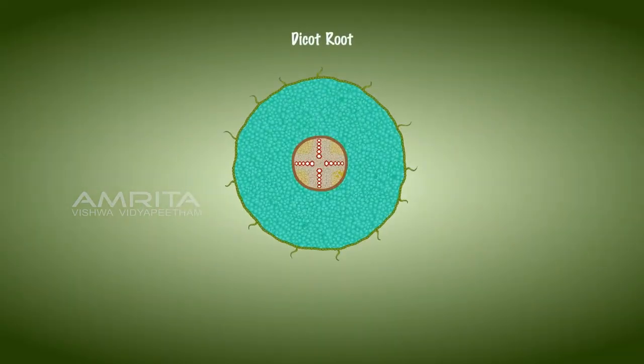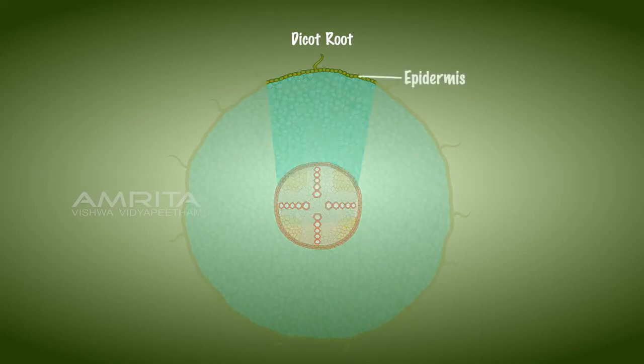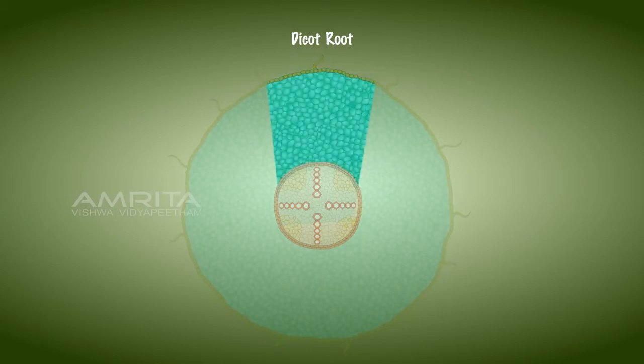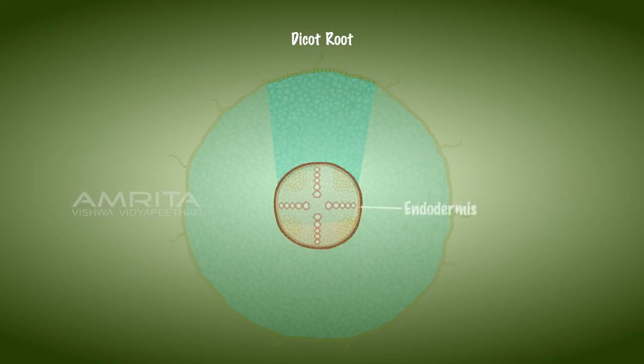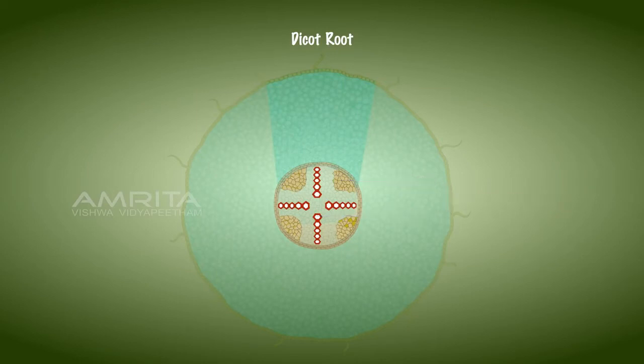Dicot root. The transverse section of the dicot root has an outermost covering called epidermis made up of a single layer of parenchymatous cells. The cortex consists of several layers of thin-walled parenchyma cells with intercellular spaces. The innermost layer of the cortex is called endodermis, which is made up of a single layer of barrel-shaped cells. Vascular bundles are less than 6 in number and are arranged in an alternate manner on different radii. This type of arrangement is called radial.